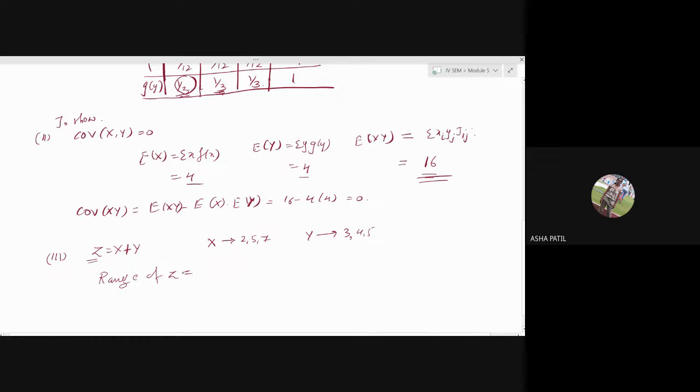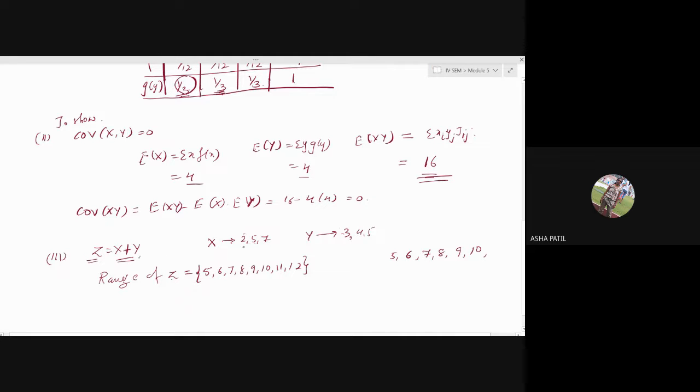Now we want z as x plus y. If you add all these, check what values you get. 5, 6, 7, then 5 plus 3 is 8, 9, 10, then 7 plus 3 is 10, 11, 12. Okay, no value is repeated. I thought if any value repeats I would write it only once. So the values are 5, 6, 7, 8, 9, 10, 11 and the last value is 12. These are the values that z takes, the sums of x and y values.